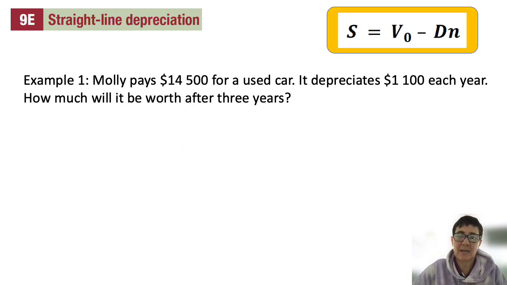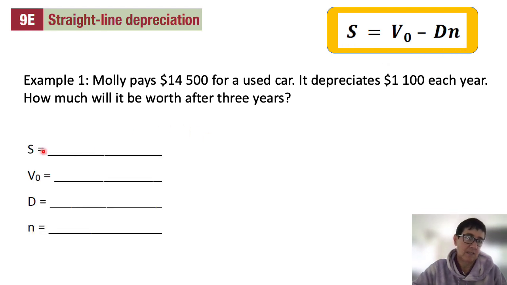So let's do an example. Molly pays $14,500 for a used car. It depreciates $1,100 each year. How much will it be worth after 3 years? So the first thing I'm going to do is look at the formula and ask, what do I need? The S, V0, D, and the N. So the salvage, how much will it be worth? Well, that's what it's asking for.